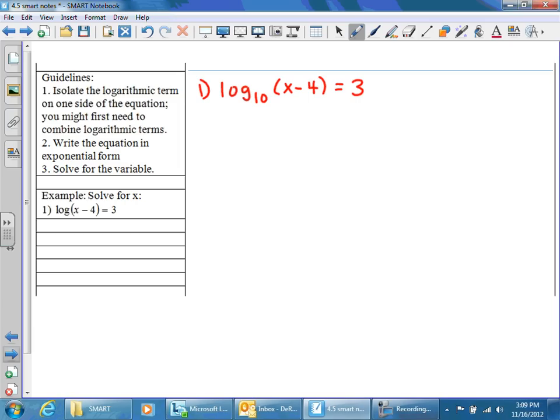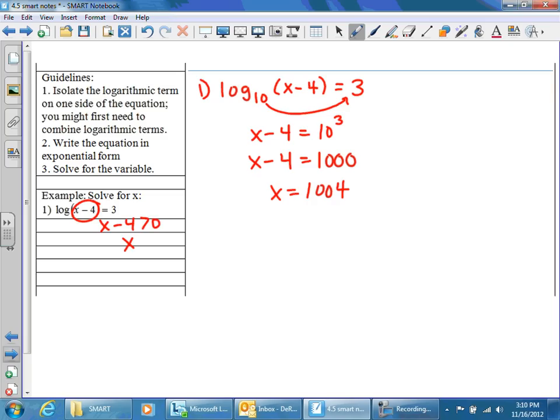I've got log isolated, so now I can go rewrite it in the exponential form. So let's make sure it checks out. Here I know x minus 4 has to be greater than 0. X has to be greater than 4, and 1004 definitely is greater than 4.